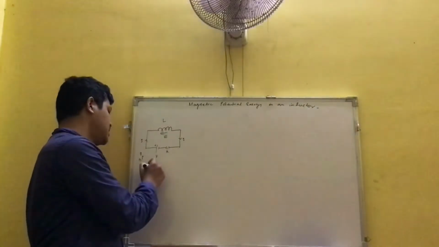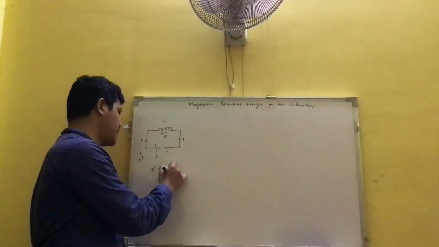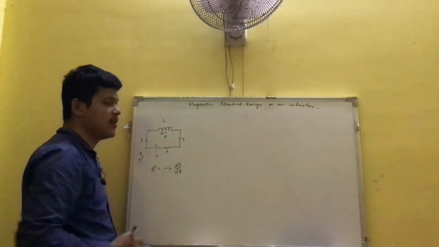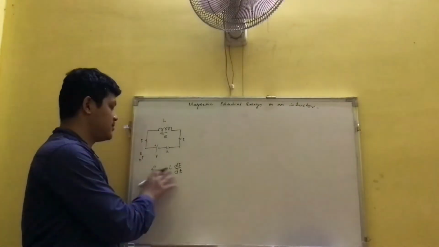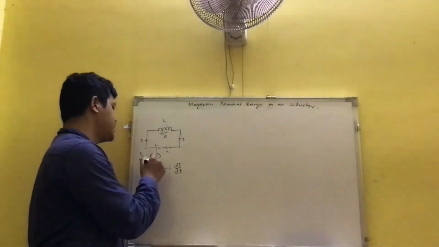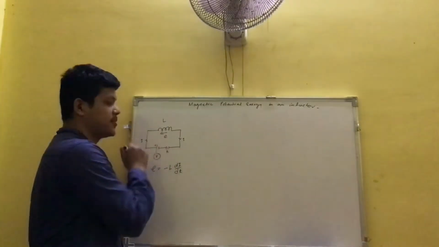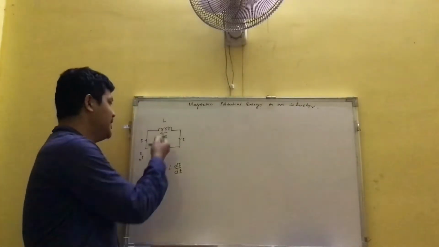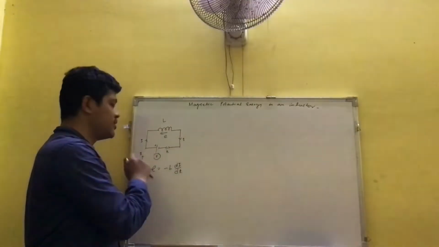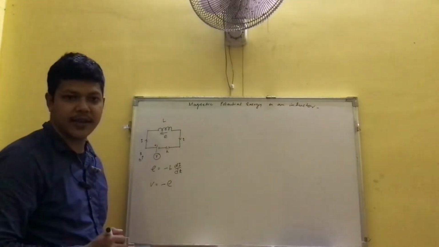In the last lecture we have already discussed this. E is equal to minus L di by dt, where L is self-inductance. And here the potential difference V applied will be equal to this EMF. EMF is also nothing but potential difference, but its direction is opposite to this V. So V will be equal to minus E because of the opposite direction.